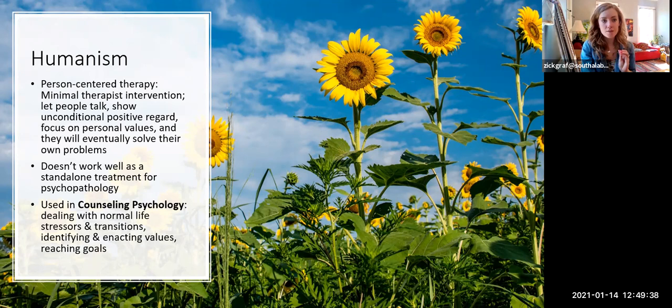So clinical psychologists don't typically practice this type of therapy, but it is still used in counseling psychology, which is a branch of psychology that focuses on people who don't necessarily have mental illnesses, but who still have goals that they want to achieve or normal life stressors that they want to overcome. Counseling psychology is the branch of psychology that more focuses on helping people achieve self-actualization. So humanism is still a very dominant theoretical model in that field.